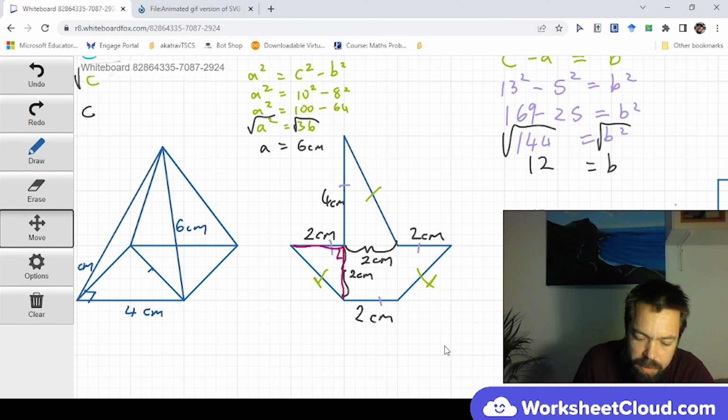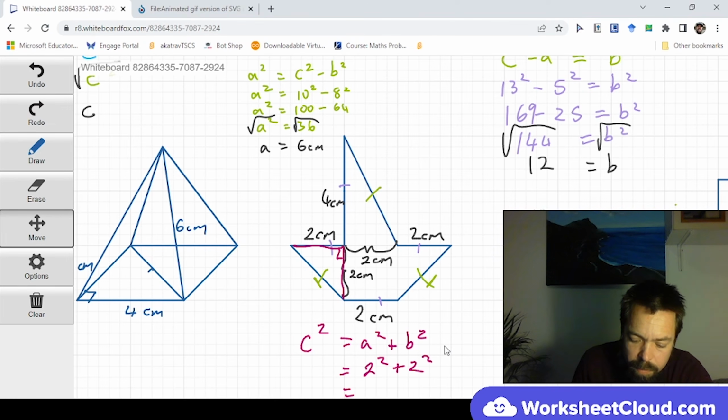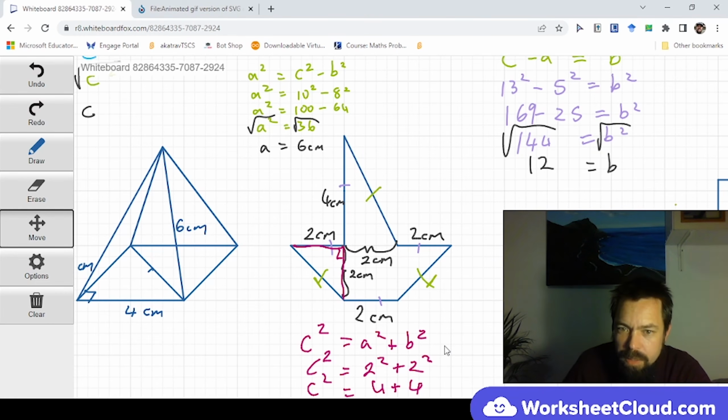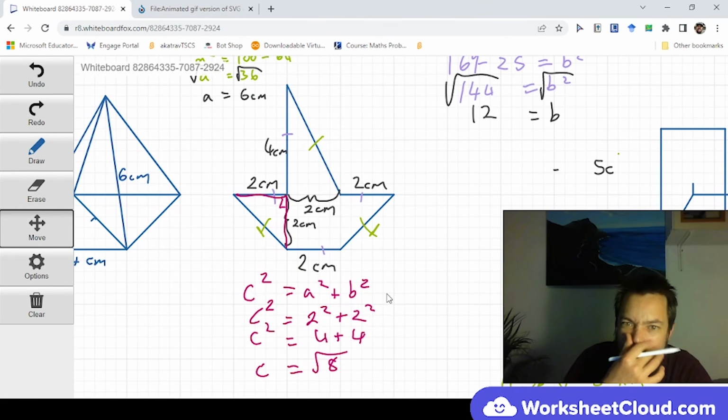So c squared, the side we're looking for, is equal to a squared plus b squared. That's 2 squared plus 2 squared, 4 plus 4. So c squared is equal to 8, and c is equal to the root of 8, which isn't a nice number. But you'd be able to punch it into a calculator. So you'd know those two lengths now.